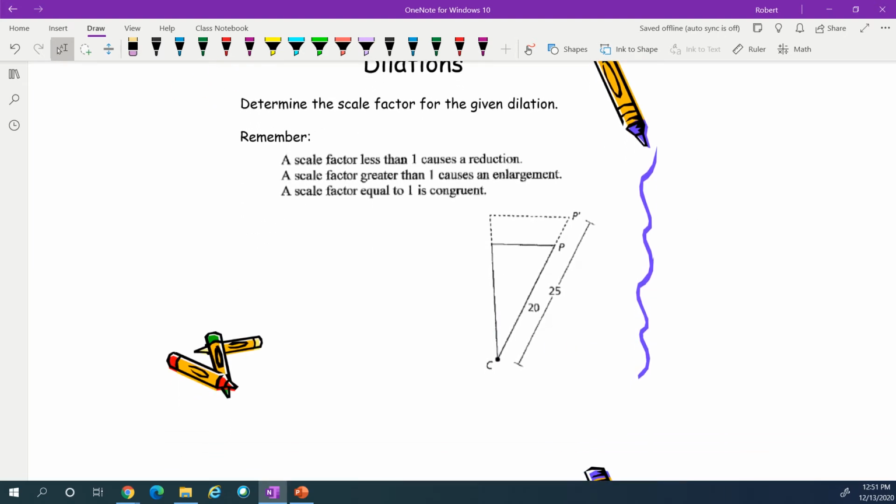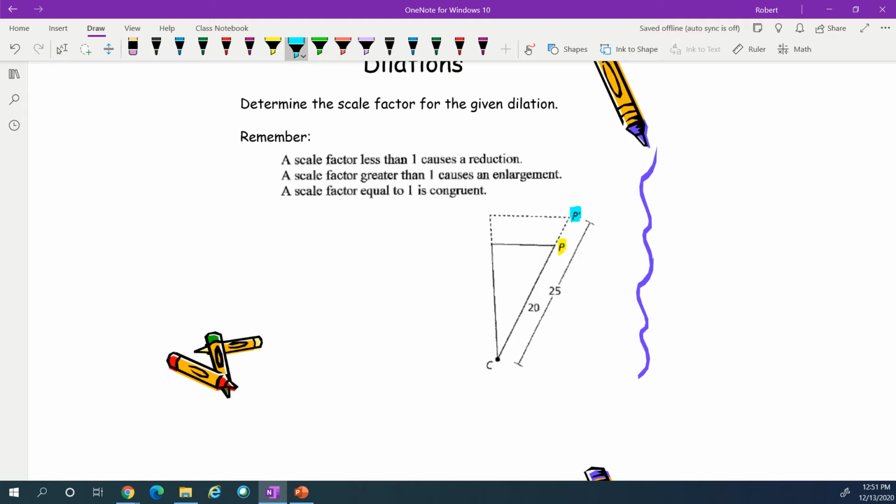So here's what we're talking about. If you look at this triangle, again, keep in mind prime notation. So we have to identify what's happening here.